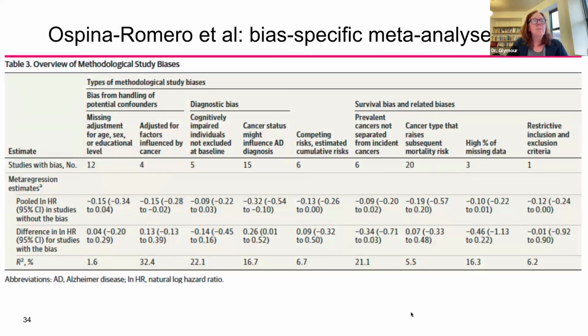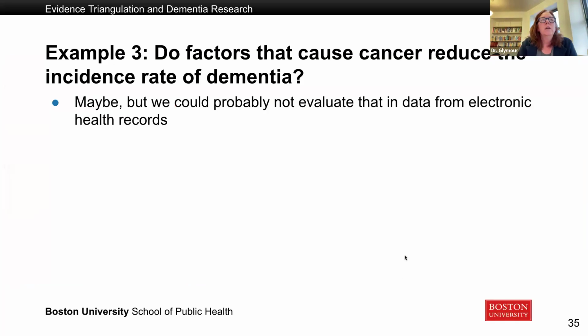This is Monica's paper. I won't spend much time on it, except to say you can see how she grouped things as bias from how confounders were handled, diagnostic bias, competing risks bias, survival bias, and missing data issues, and looked at the coefficient across each of these buckets to see how much you could get a really substantively different answer across these different approaches.